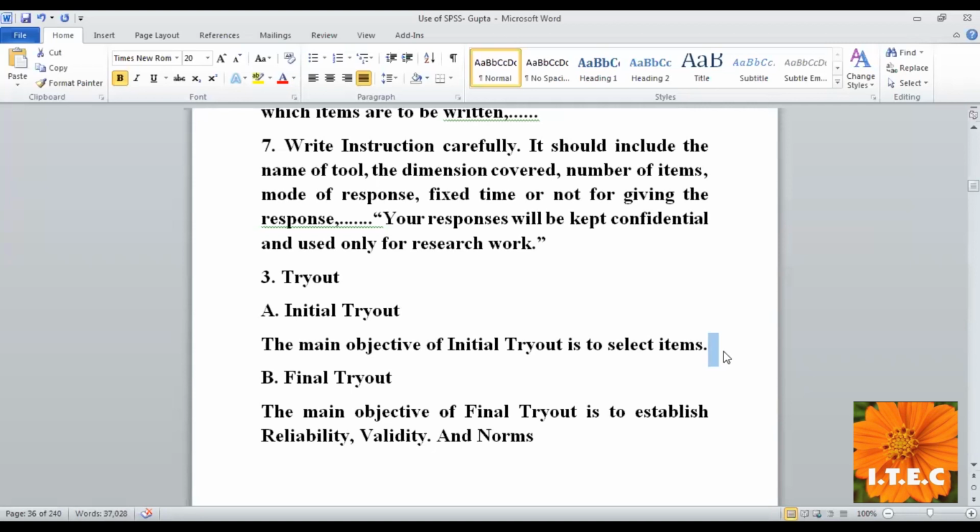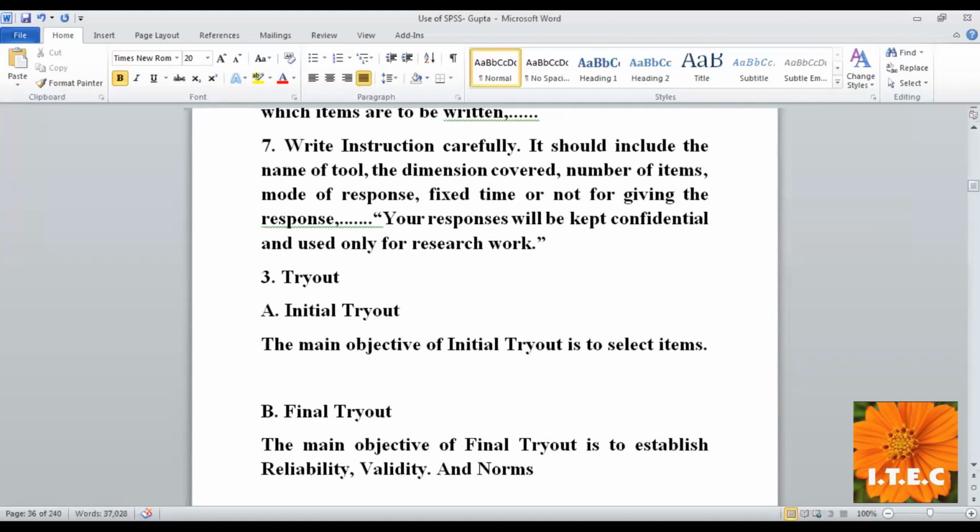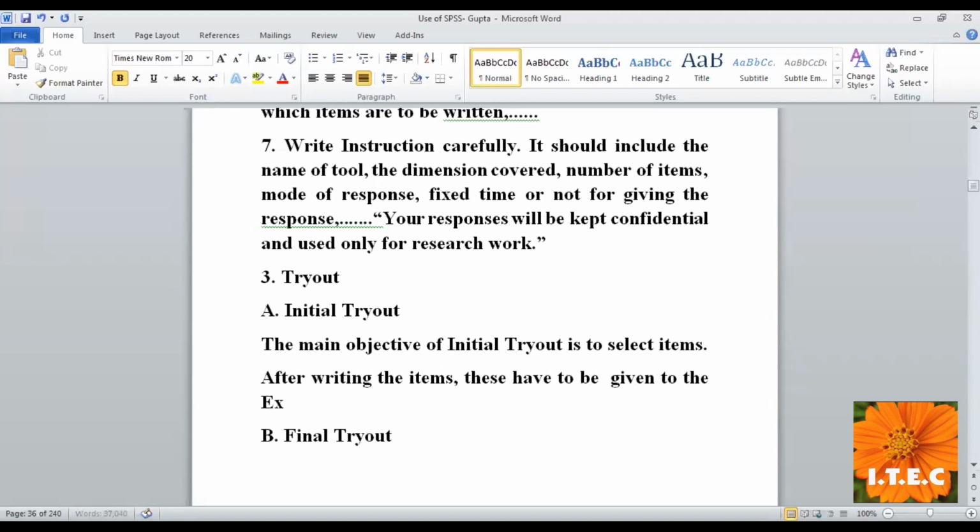Let me explain the initial tryout to you. That initial tryout has to be done by following the procedure: after writing the items, these have to be given to the experts. And therefore it is called expert tryout.